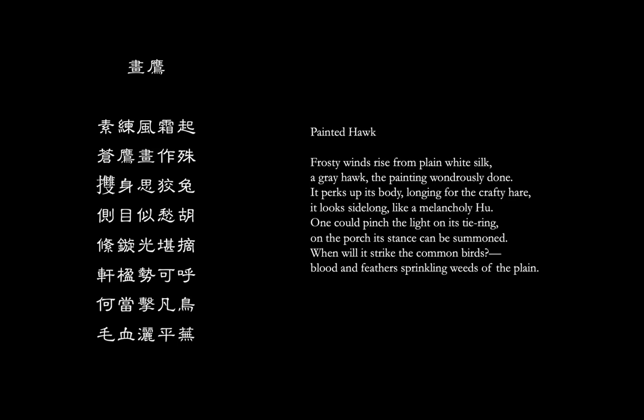Let's go into this. Su lian feng shuang qi, cang ying hua zuo shu. Su lian, the plain white silk. Lian is a type of silk, and su lian is the white silk that's used for painting on. Many paintings, of course, were painted on silk. Feng shuang qi, frost and wind, or windy frost arises.